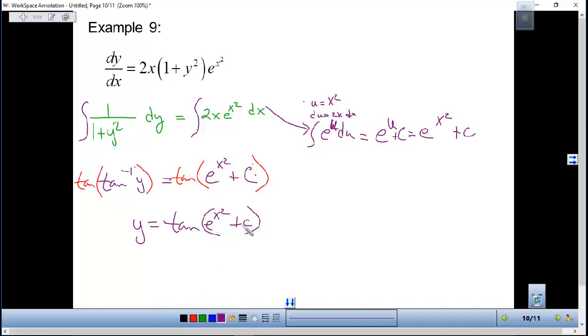That e to the x squared plus c has to be in parentheses because that plus c is attached to the e to the x squared, not attached after we've taken the tangent.